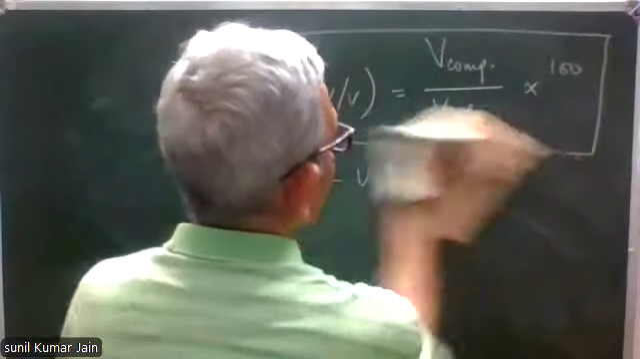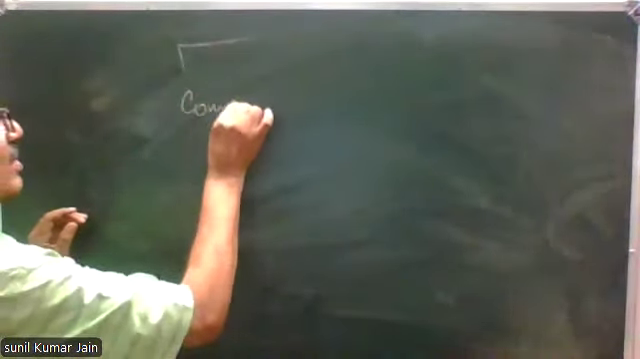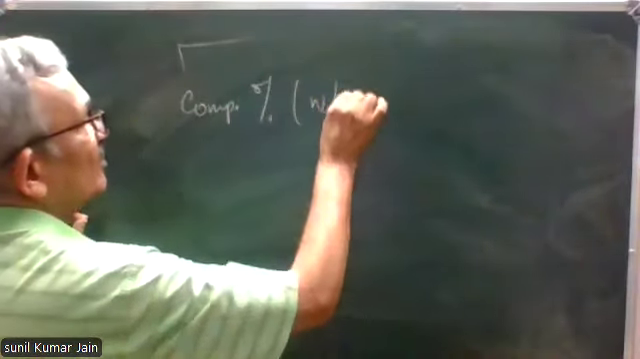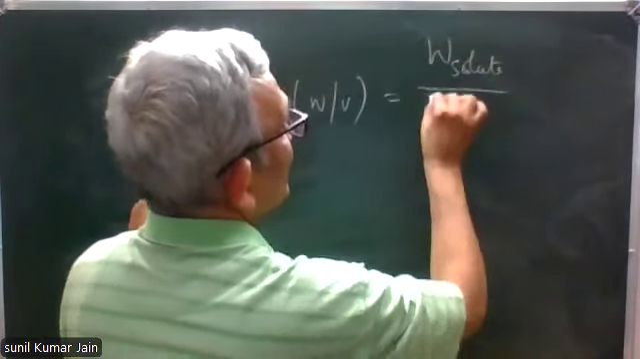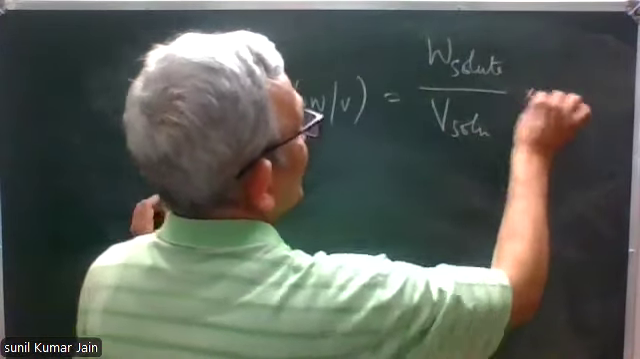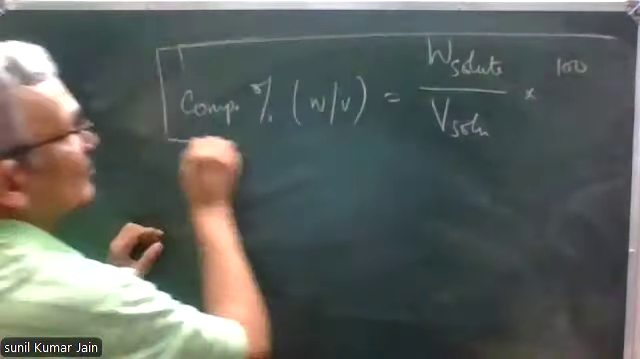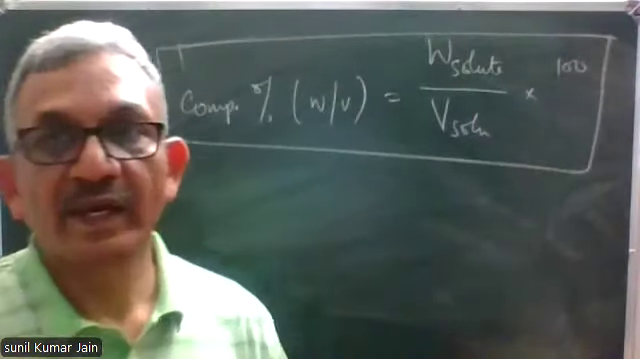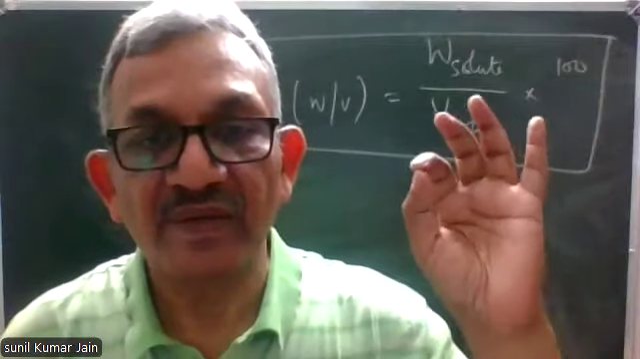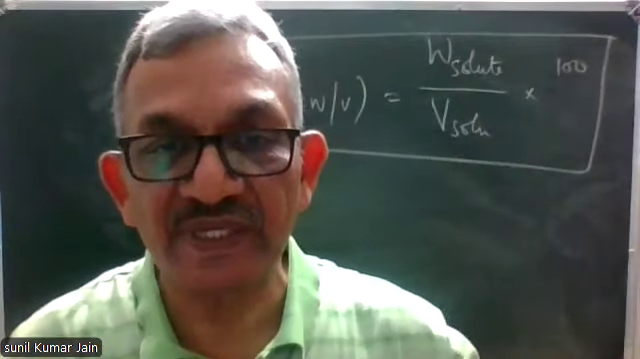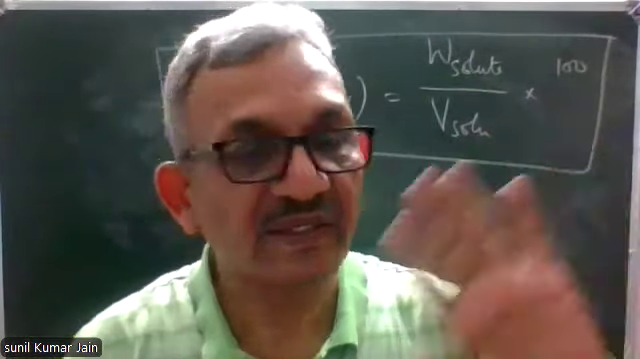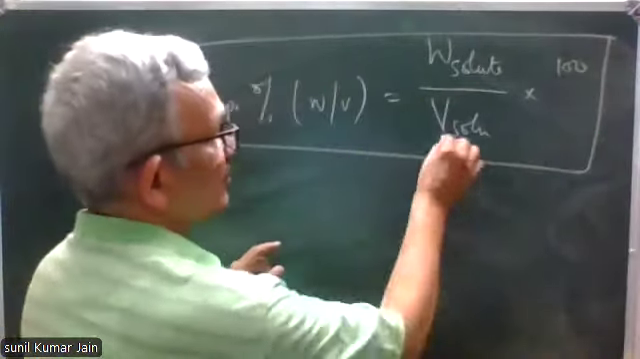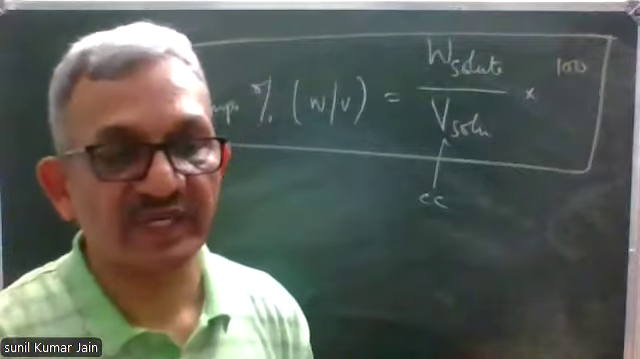Formula. Component percent W/V is equal to weight of solute divided by volume of solution into 100. Remember, weight will always be taken in grams. In case we are using any other unit, then I'll specify. Like in this case, weight understood, this will be in grams. Volume of solution will be in cc or milliliters.